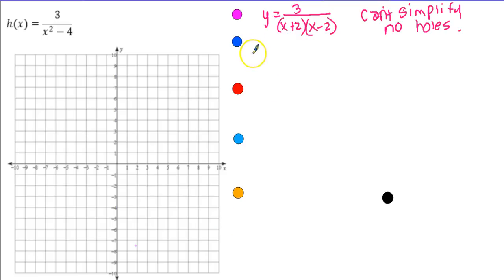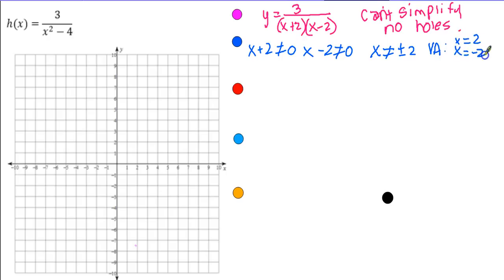I'm switching colors to find our domain restrictions, right? Because my denominator can't equal 0, x plus 2 cannot equal 0, and x minus 2 cannot equal 0, because that creates an illegal graph or an illegal fraction. So x is not allowed to equal positive or negative 2. Do you agree? So how many vertical asymptotes do I have? Yep, vertical asymptotes: x equals 2 and x equals negative 2. I have to deny both of those.